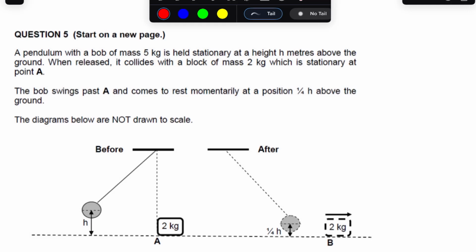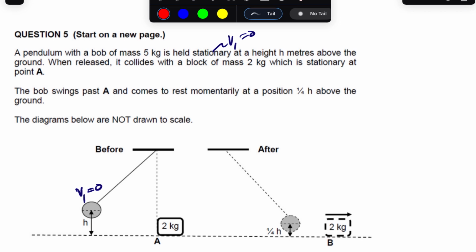Today I'm going to do the work, energy and power question. It's going to be based on energy, right? It says a pendulum bulb with a mass of 5 kg is held stationary. That's very important. That means the initial velocity is 0. Here's the pendulum bulb. The block is this one. So it's held at rest, which is the initial velocity is 0.